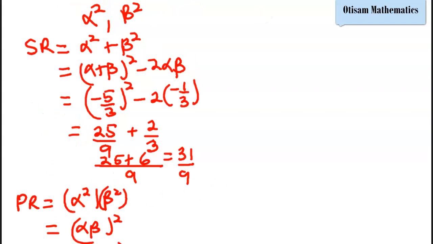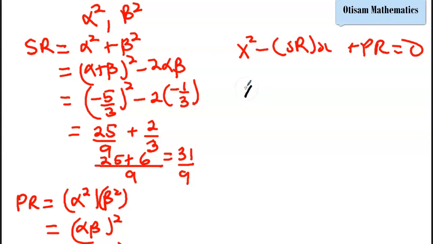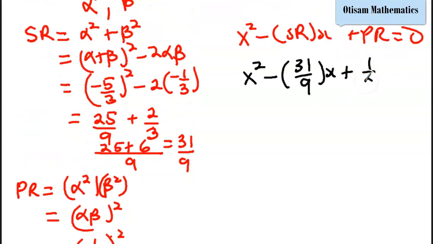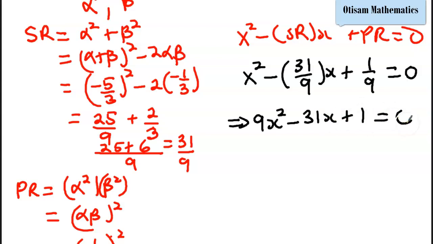So let's form the equation. So x squared minus sum of roots x plus product of roots is equal to 0. So our x squared minus sum of roots, we had 31 on 9 x plus product of roots is 1 on 9, which is equal to 0. So as usual, you multiply through by the LCM. So we have 9x squared minus 31x plus 1 is equal to 0. That is our new equation.